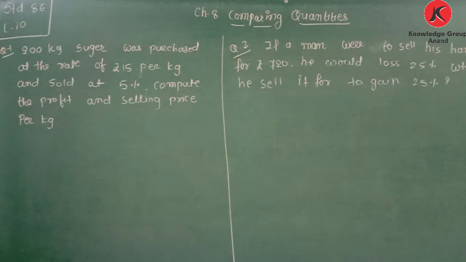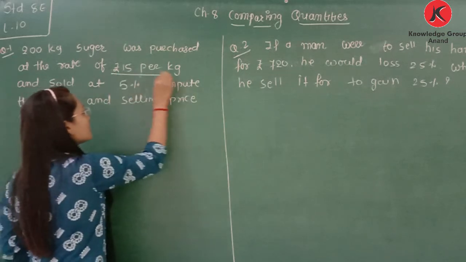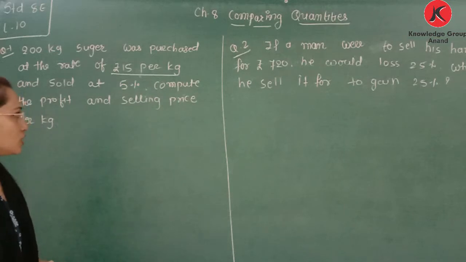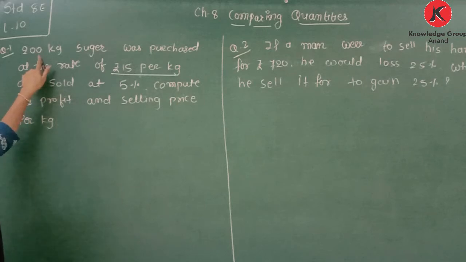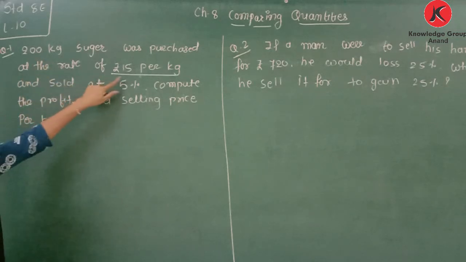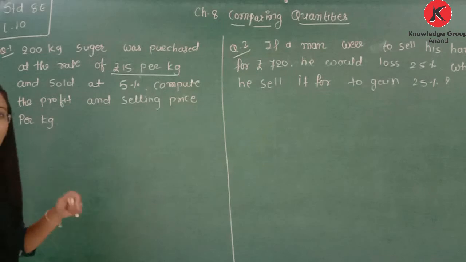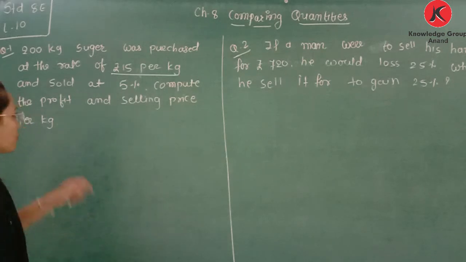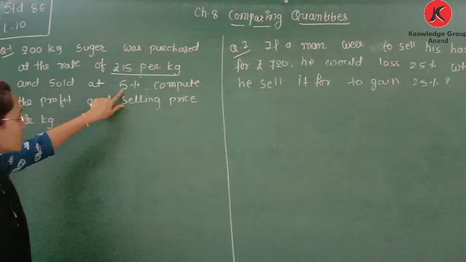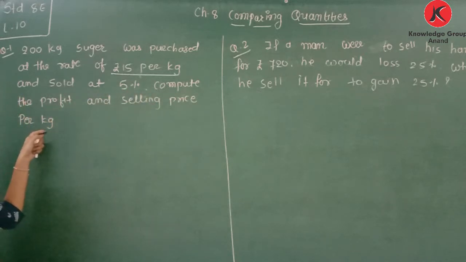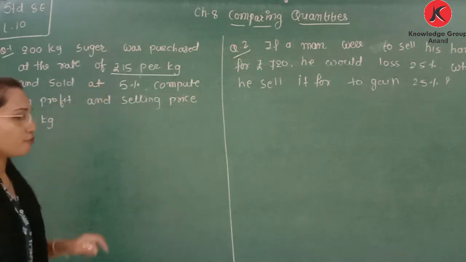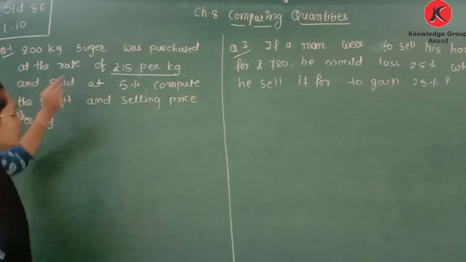200 kg sugar was purchased at the rate of ₹50 per kg. So here in the question, the cost of 1 kg is 50 rupees. And how much do we buy? We buy 200 kg. So we multiply 50 with 200 to get the buying price, or you can say cost price. And it was sold at 5% profit. Compute the profit and selling price per kg. So here 5% profit is there, and you need to find the selling price.